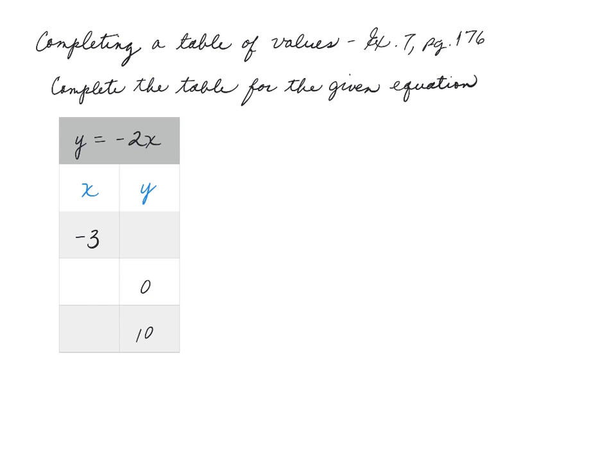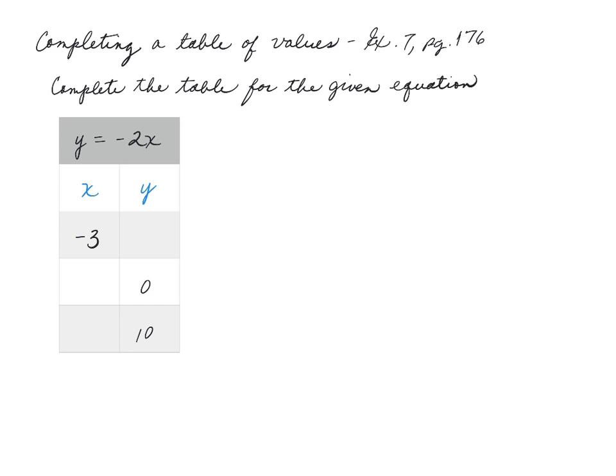Here we're going to do the exact same thing, but it's in table form. You're going to be given an equation and asked to form a table of x values and y values. All we're doing is completing an ordered pair, just like we did in the previous example. It's just that it's in table form. So the equation is given up here, y equals negative 2x.